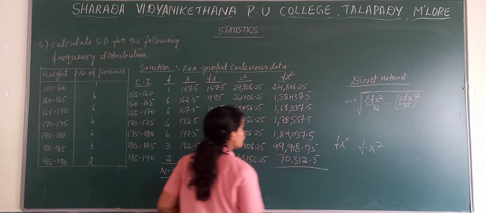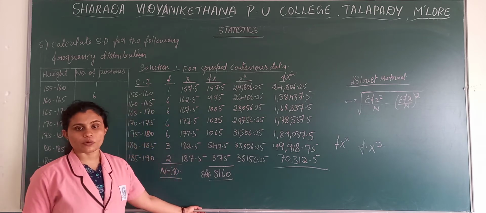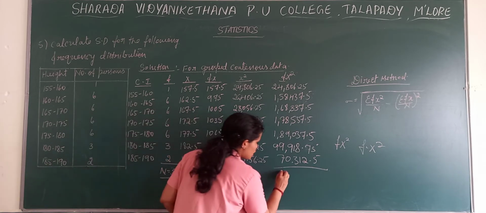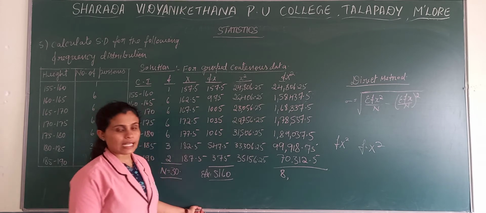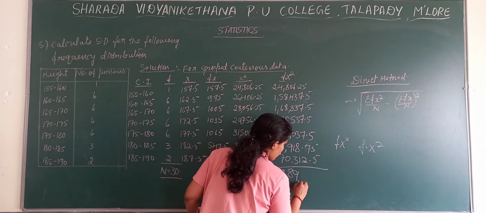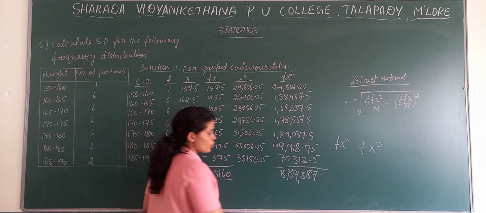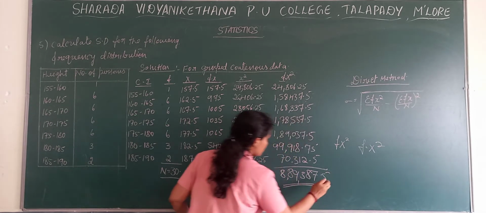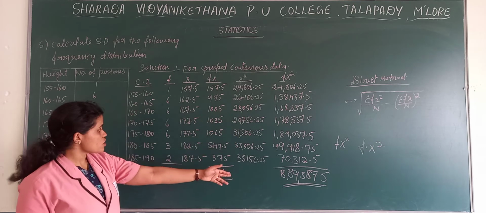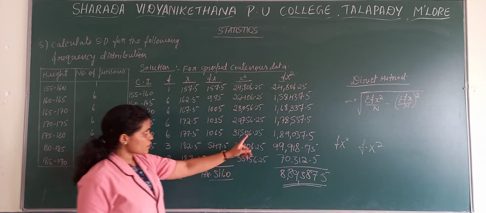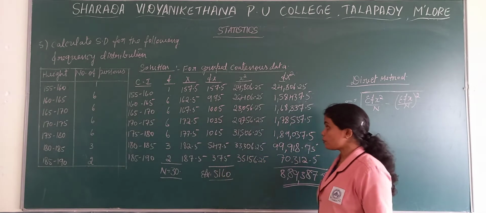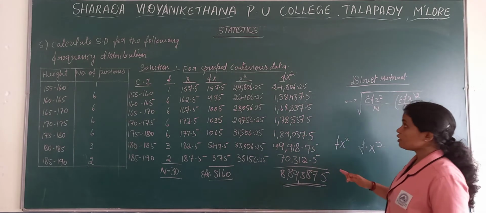70,312.5. Now we need to total the fx square column. When we total it, we get 8,89,387.5. This is about the fx square column. Here we get a bigger value.